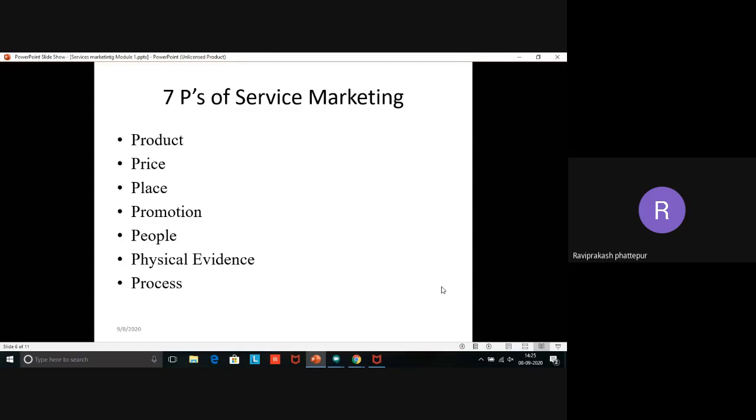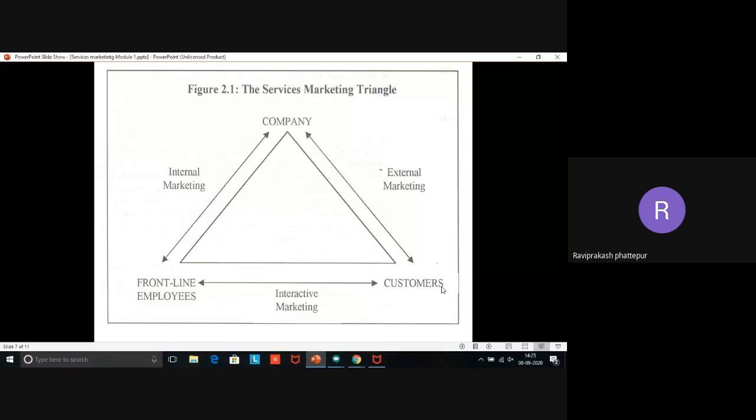Next is process. So what is process? Process is a set of activities that has to be done one after the other. So whether the process is standardized or it varies as per the person and the time it is being delivered. So these are the 7 P's. Again, I'll repeat: product, price, place, promotion, people, physical evidence, and the process.